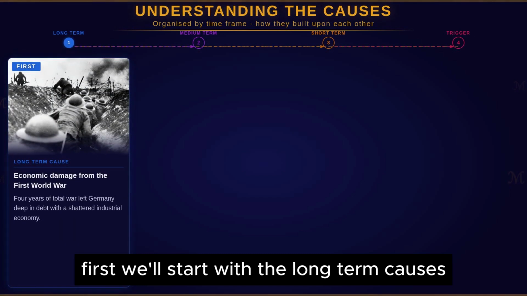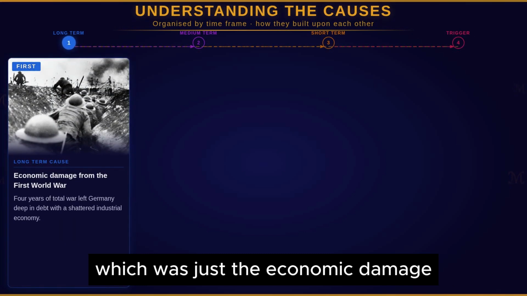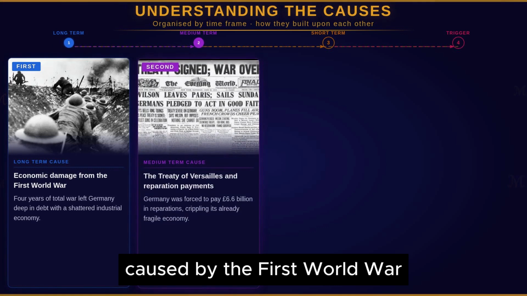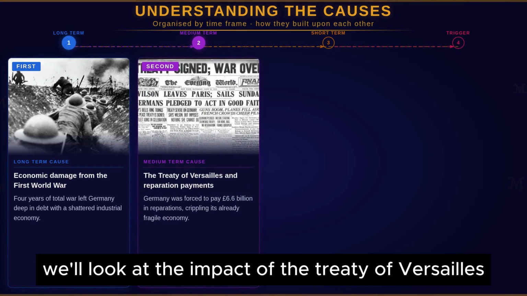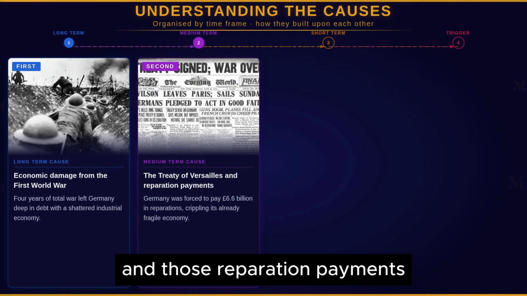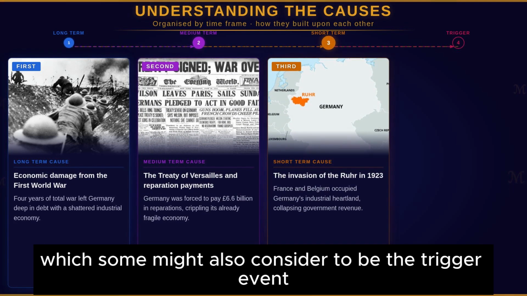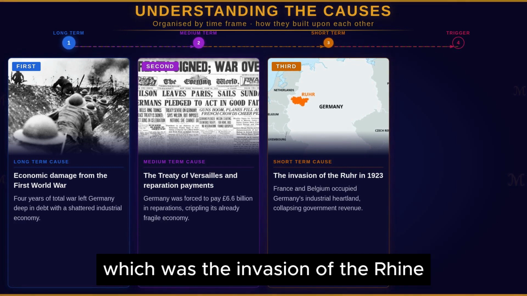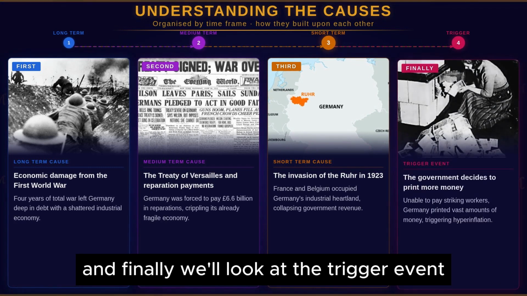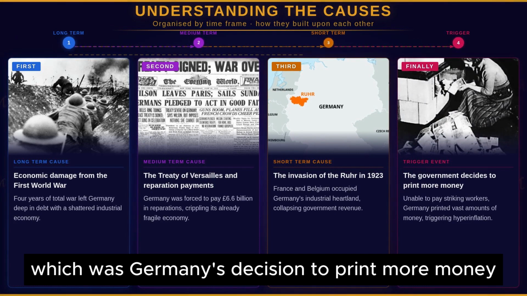First, we'll start with the long-term causes, which was just the economic damage caused by the First World War. Second, we'll look at the impact of the Treaty of Versailles and those reparation payments. Third, we'll look at the short-term cause, which some might also consider to be the trigger event, which was the invasion of the Ruhr. And finally, we'll look at the trigger event, which was Germany's decision to print more money.